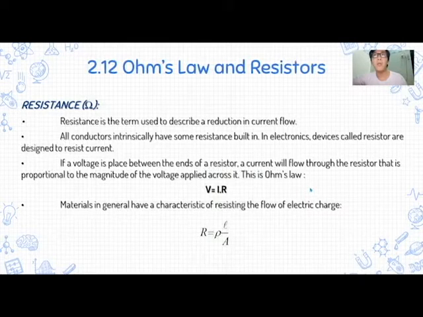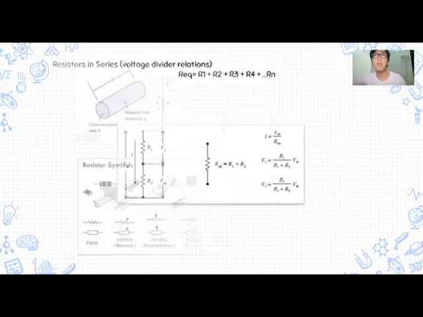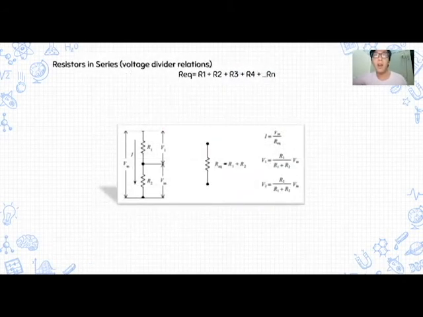Next, we want to look at resistors and Ohm's law. Resistor is a term used to describe reduction in current flow. In electronic circuits, resistors are very often connected in series or in parallel. Resistors in series. For the series connection, the current through each resistor is the same, and the equivalent resistance is equal to the sum of the individual resistors.